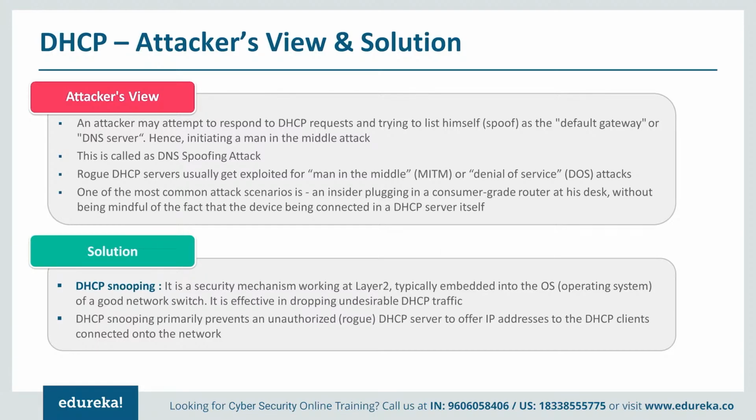So from a DHCP point of view, let's look at how an attacker looks in. The attacker can also spoof into the network. Once he gets access to the default gateway, he can obviously spoof any traffic coming in and going forward. He can carry out a man in the middle attack or a denial of service attack.